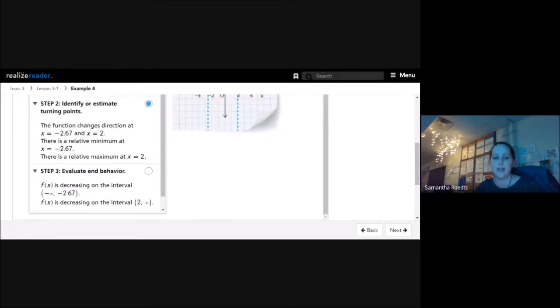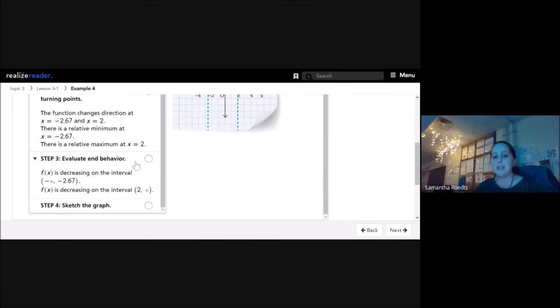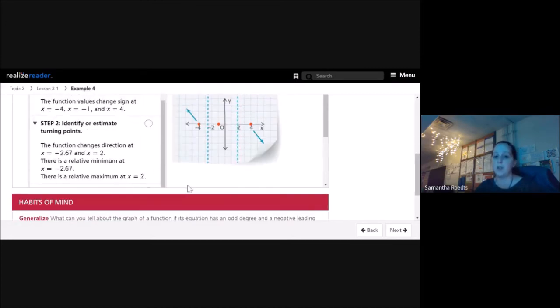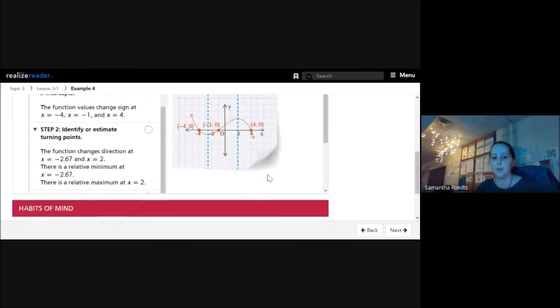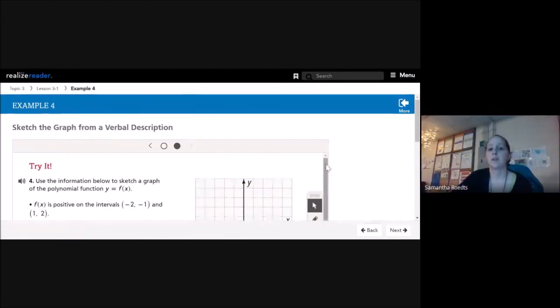Step three, evaluate the end behaviors. f of x is decreasing on the interval negative infinity to negative 2.67, and f of x is decreasing on the interval 2 to infinity. Okay, so I can see that it's increasing, decreasing. Then I can sketch the graph.